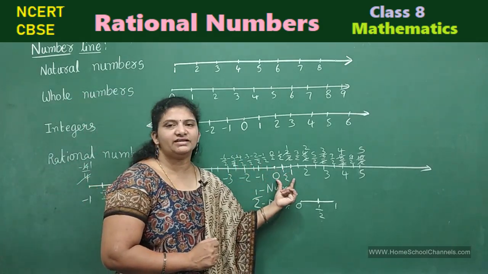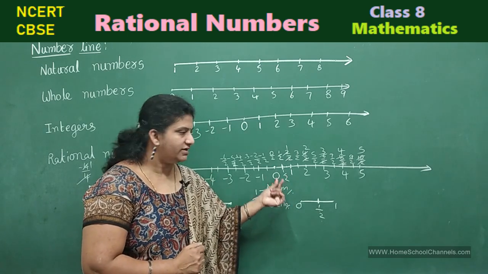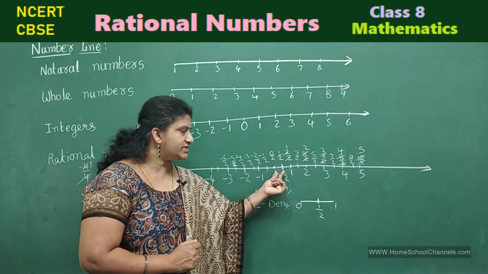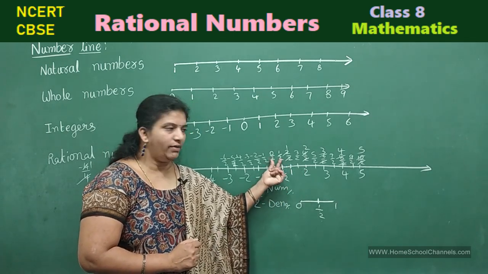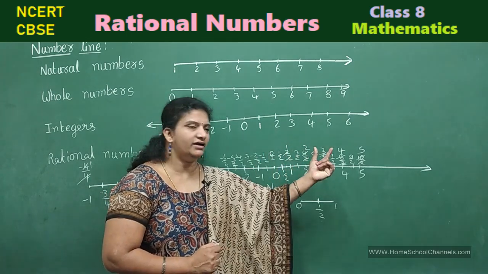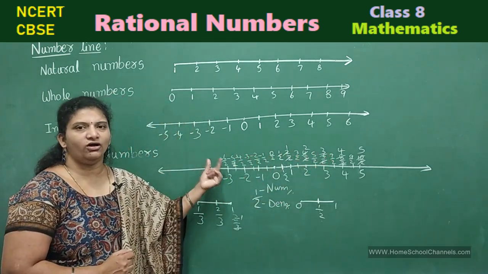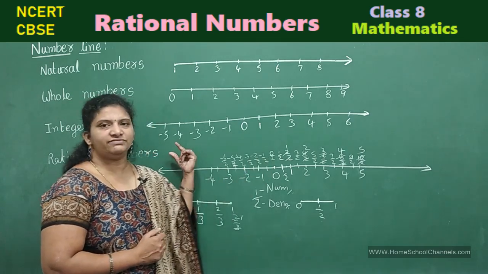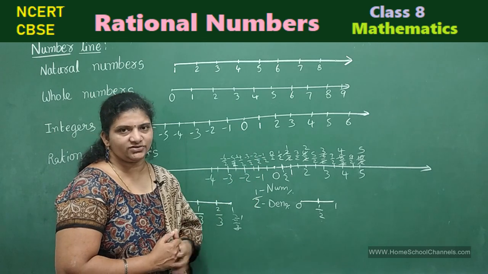Understand the concept carefully here. Each unit length is divided into two parts. So from 0, if I start, 1 by 2, 2 by 2, 3 by 2, 4 by 2, like this I have done here. And on the negative side, along with the negative sign, I have written the numbers towards the left side.